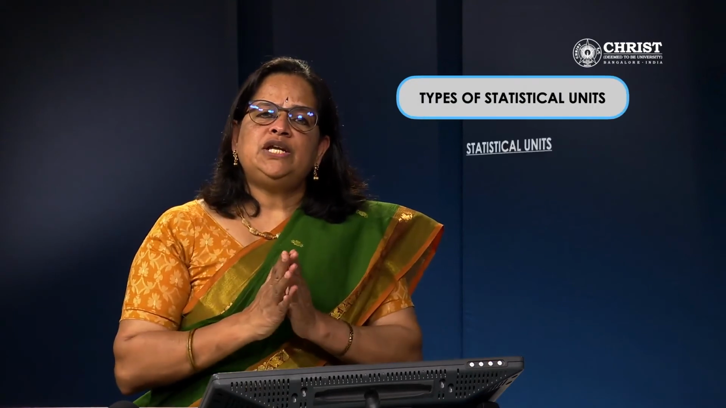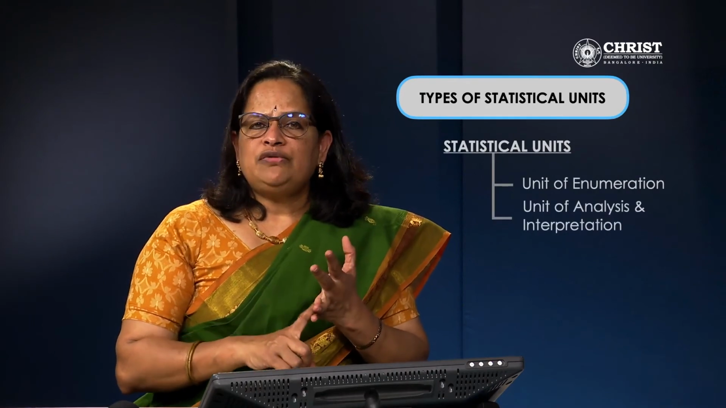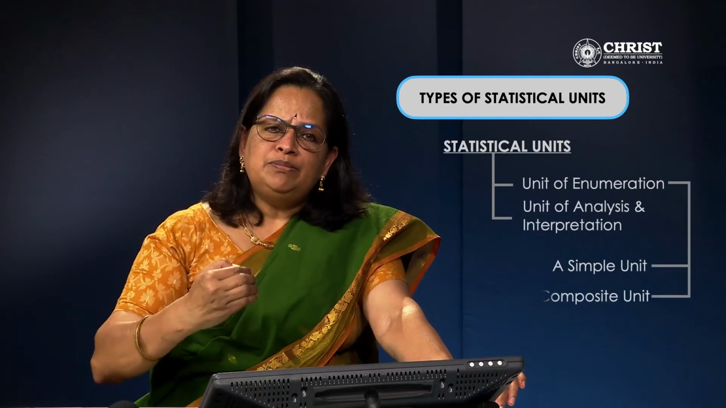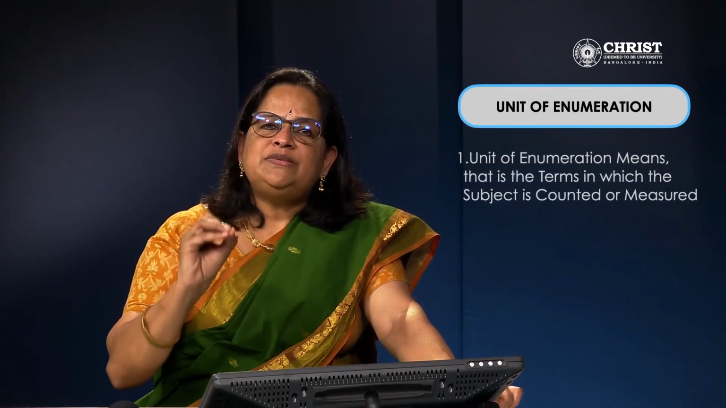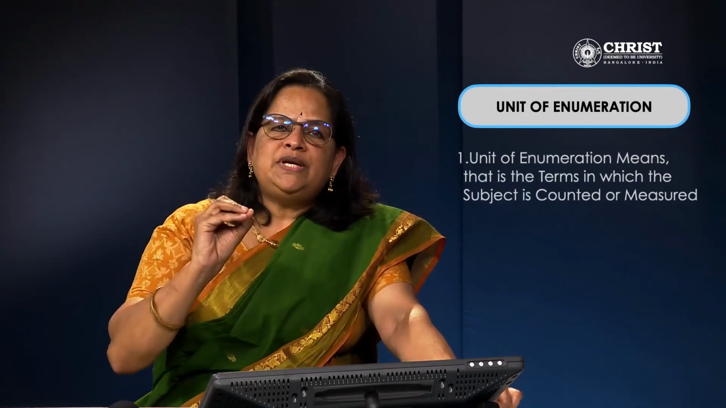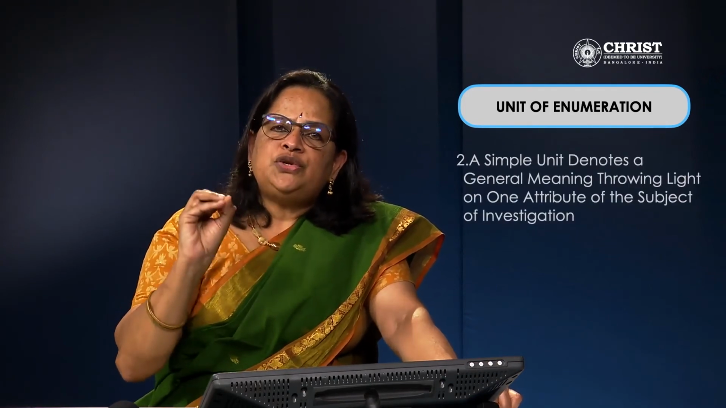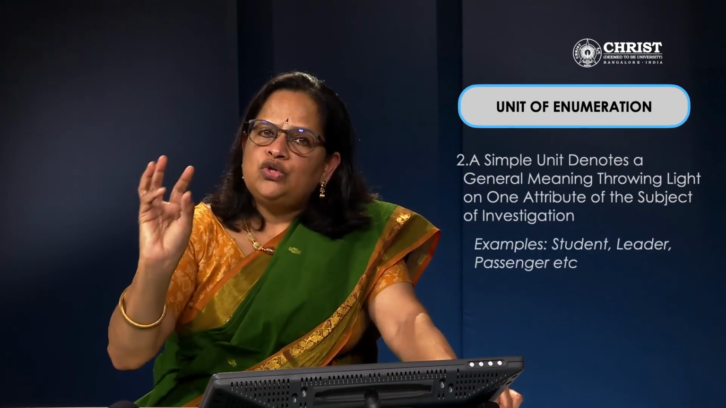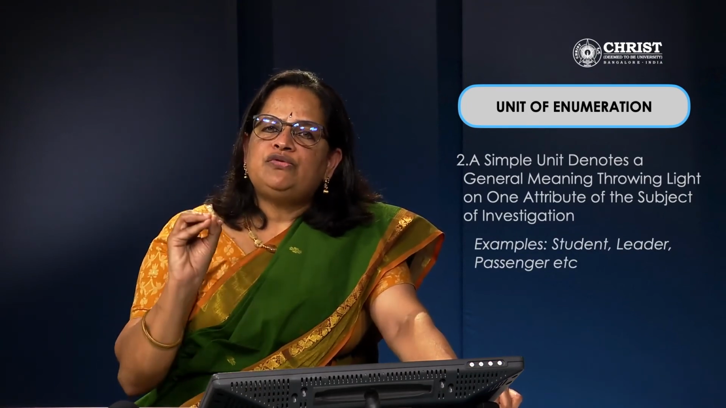Now, types of statistical units we are dividing into two. One is units of enumeration and the other is units of analysis and interpretation. Unit of enumeration is again divided into two, a simple unit and a composite unit. A unit of enumeration means that in terms of which the subject is counted or measured. So a simple unit denotes a general meaning, throwing light on one attribute of the subject of investigation. If I talk about a student, you will get an idea who is a student, who is a leader, who is a passenger. These are all examples of unit of enumeration.